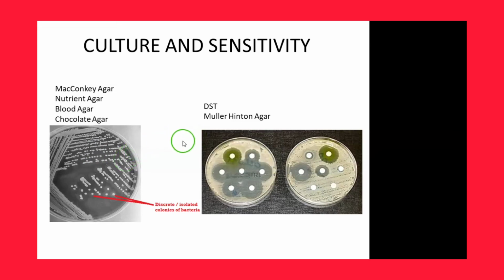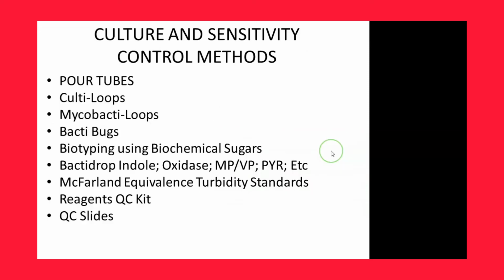The DST and Mueller-Hinton agar could also be good. They are very good for sensitivity testing. You can see the appearance of your clear zones. All the clear zones are showing sensitivity. The disc contains an antimicrobial agent. So the ones here are showing resistance because the antimicrobial agent cannot clear them. But with this one, the antimicrobial agent clears it. That's why you are able to see the inhibition zone. Culture and sensitivity control method.